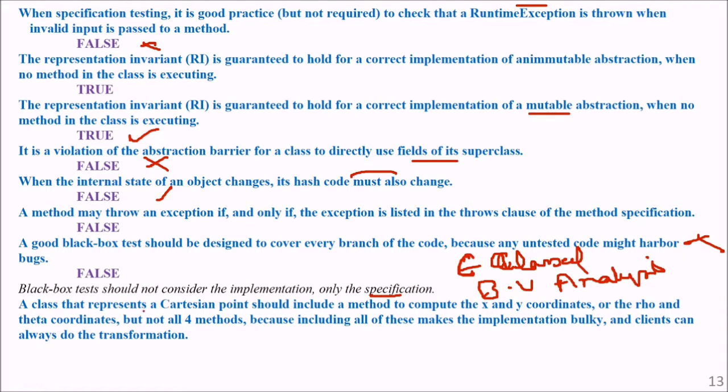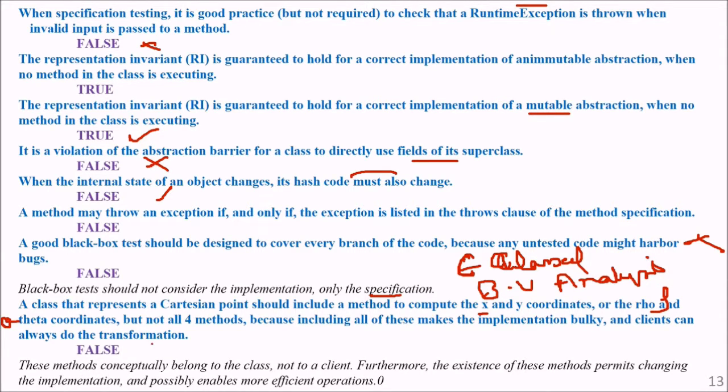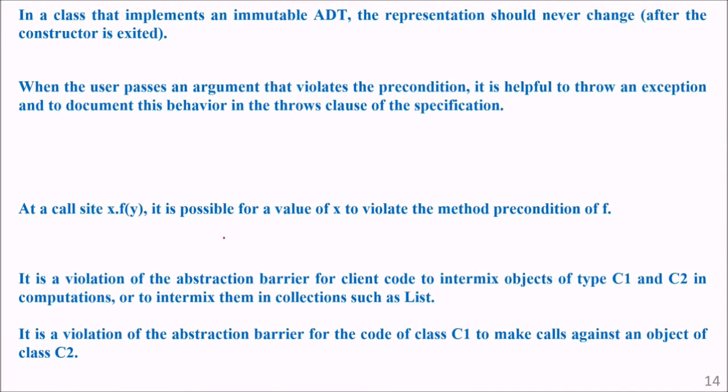A class that represents a Cartesian point should include a method to compute the x and y coordinate, or the rho and theta, but not all four methods, because including all of these makes the implementation bulky. The clients can always do the transformation. True or false? No, that is false. Because these methods conceptually belong to the class, not a client. In addition, the existence of these methods permits changing the implementation and possibly enables more efficient operation.